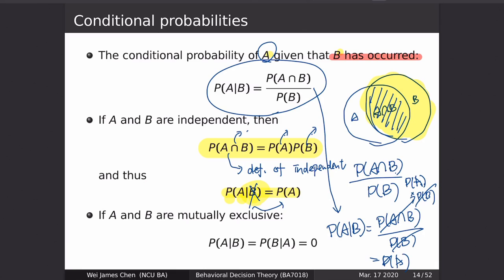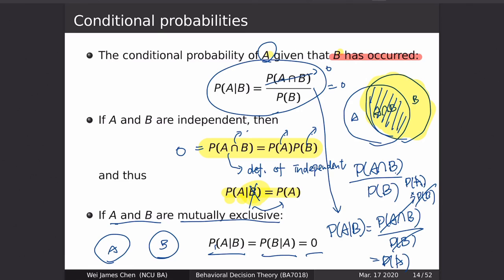Okay? And what if A and B are mutually exclusive? This is even simpler, right? Because if it is mutually exclusive, P(A intersect B) will equal zero. And since this is zero, the whole thing will be zero. So P(A given B), or P(B given A), will be zero. Using the Venn diagram, this is clear. Conditional on A happened, we know that B will never happen. Conditional on B happened, we know that A will never happen. So either way, it is zero.